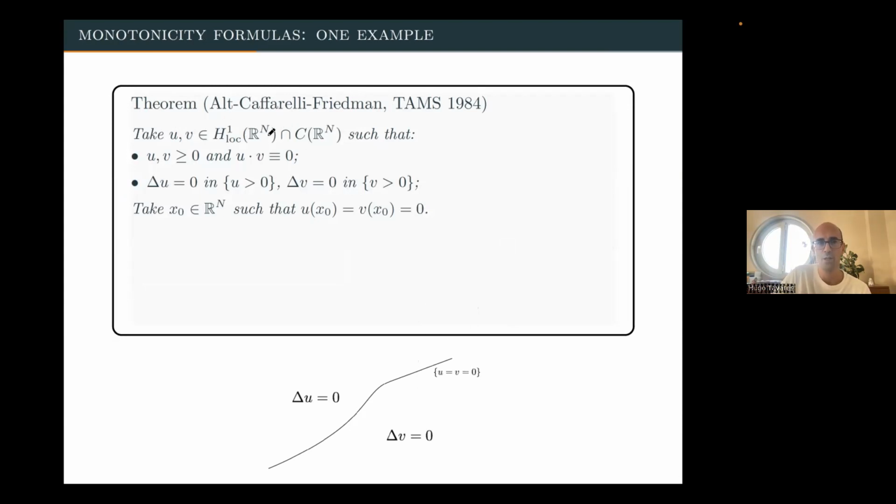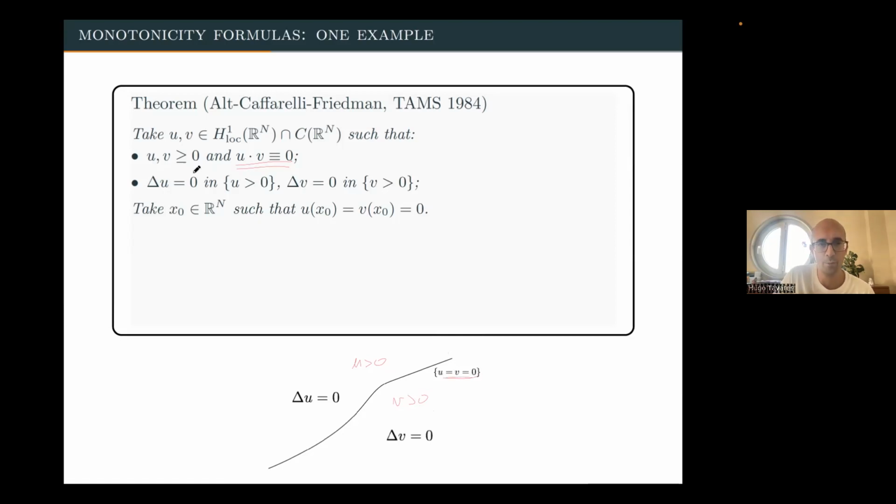Okay, so you have 2 functions which are non-negative, and they are segregated. So you cannot find, let's say if these are densities, they cannot live at the same point. So let's say that from this line above is where u is positive. Let's say that from this line below, v is positive. And this is the common zero set.